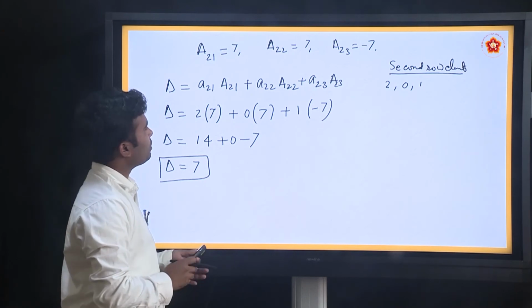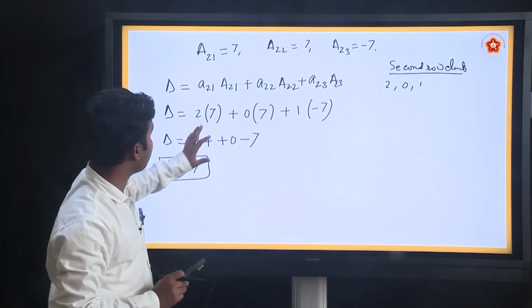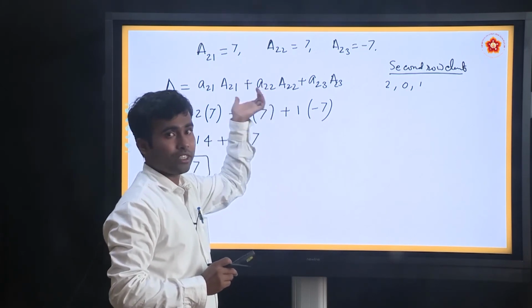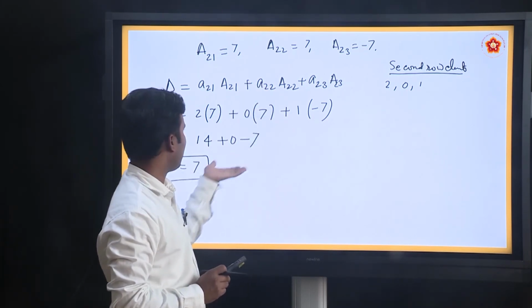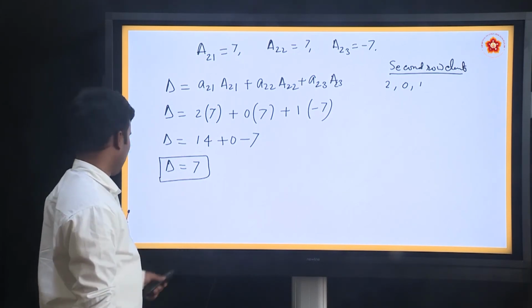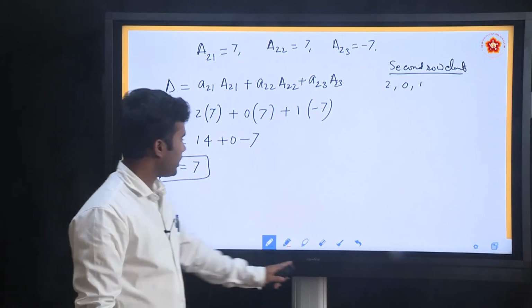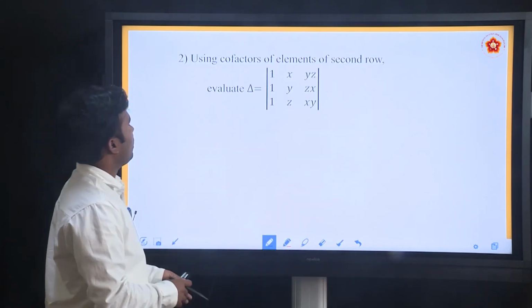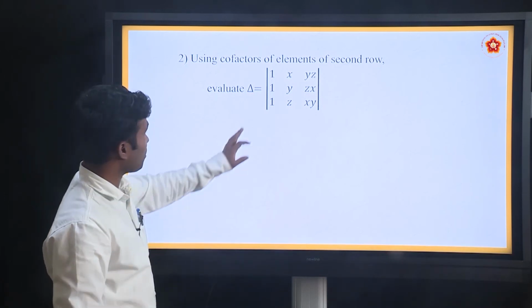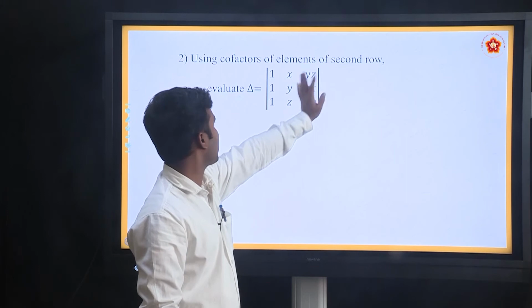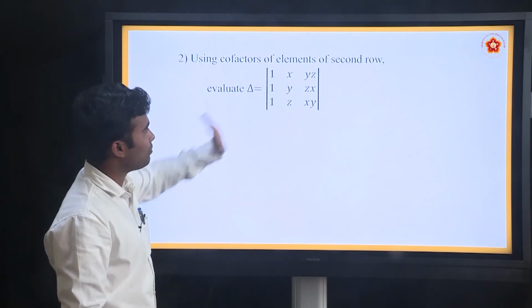Okay. So, what we have done here is we just used the minors and cofactors, written the value of the determinant in a very compact form, and then solved it, and we have obtained the value of the determinant as 7. Next problem, we have to do in the same way. Here the problem is, using the cofactor elements of the second row, we have to evaluate the value of this determinant.